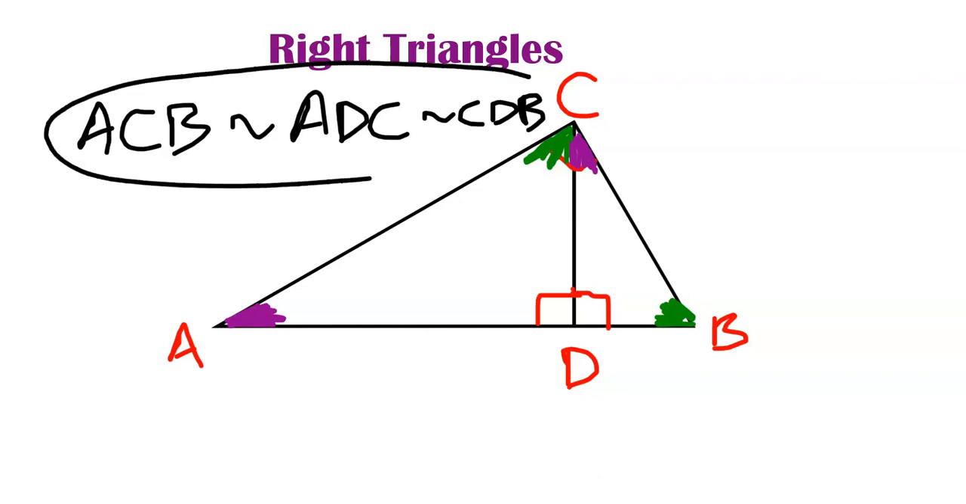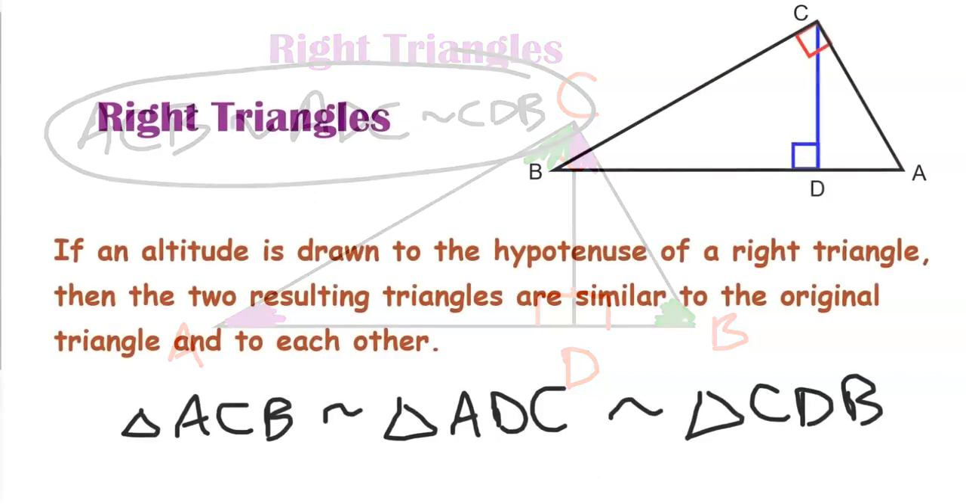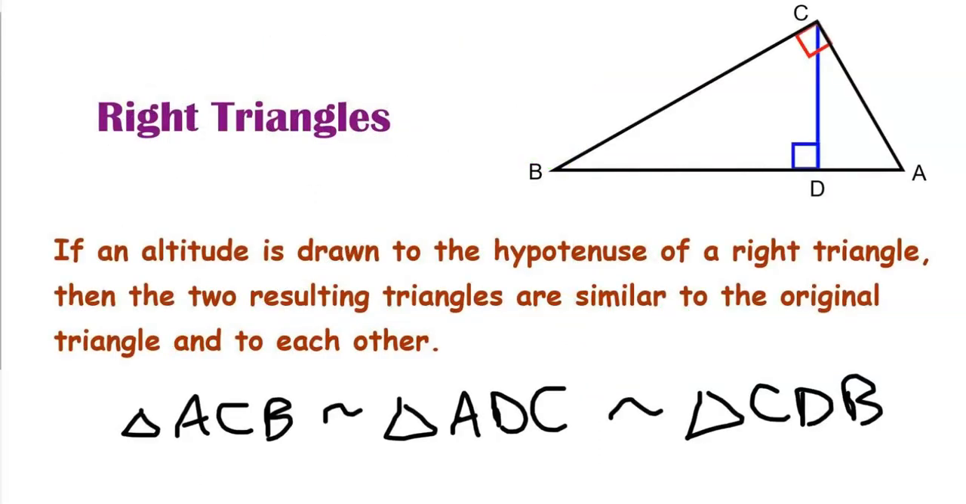And this is what we want to notice about drawing an altitude from the right angle to the hypotenuse of a right triangle. And so this is a very powerful theorem with a lot of consequences. So go ahead, pause the video. I'm going to ask you to write down not just the theorem, but also draw the figure so that you know what each of the triangles actually means. And then next time we talk about right triangles, we will see some of the implications.